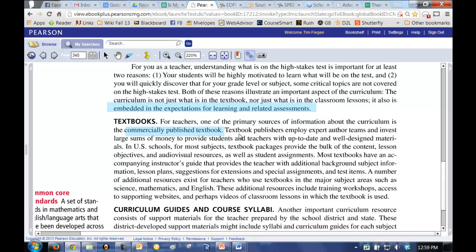And here it says textbook publishers employ expert author teams and invest large sums of money to provide students and teachers with up-to-date and well-designed materials. In the U.S., for most subjects, textbook packages provide the bulk of the content. And I would agree, and you know that. They provide the bulk of the content that's taught.